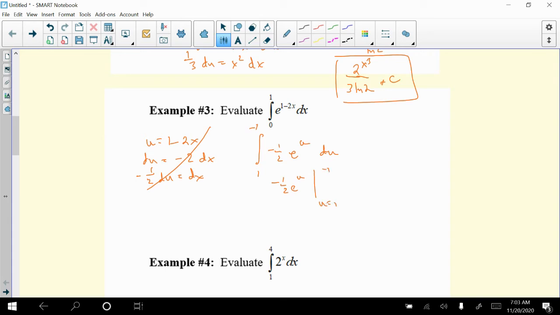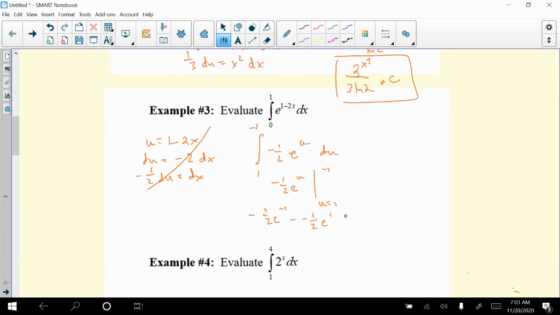So it has a feeling of backwardsness because I have a smaller number on top than the bottom, but I still have to go in order. So it's f of negative 1 minus f of 1. So it's negative 1/2 e to the negative 1 minus negative 1/2 e to the 1. And those obviously become a plus.